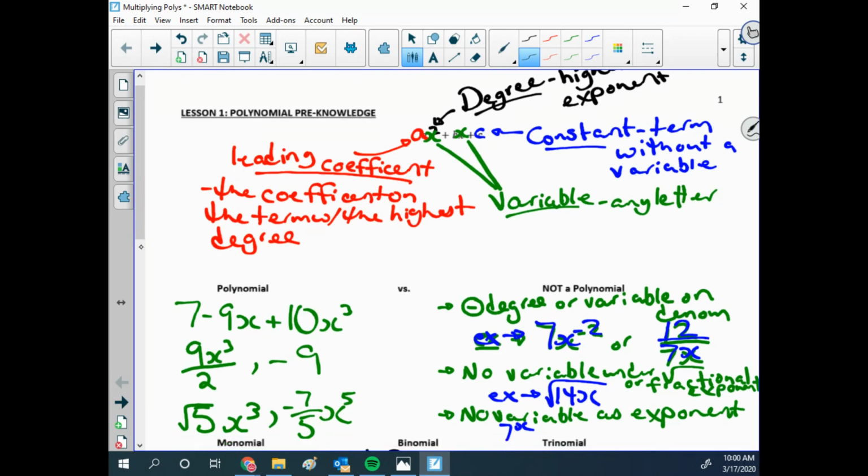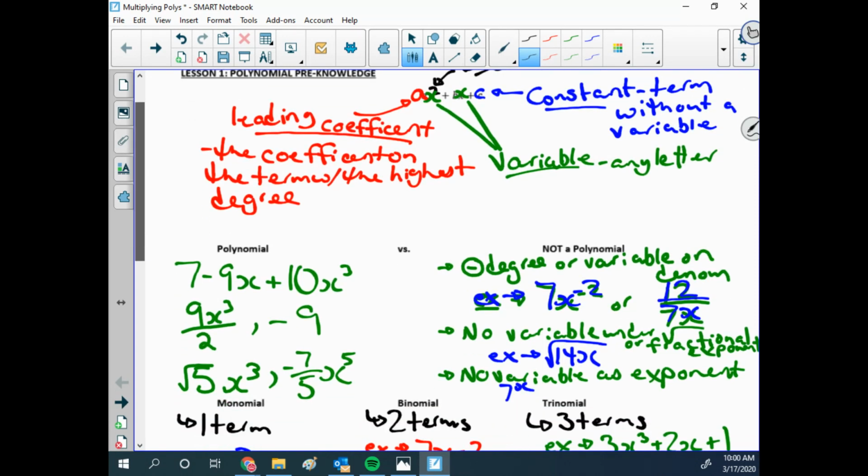And so remember, a polynomial is essentially anything with a whole number degree. A whole number degree. And so that's all of these examples below here, right? You could have a 3 as an exponent. You could have root 5 times x cubed, any whole number as a degree.